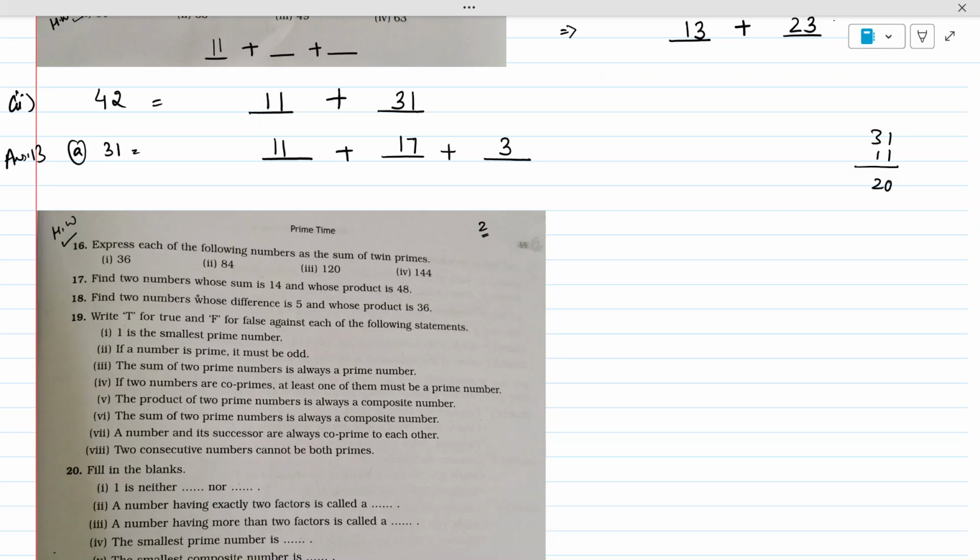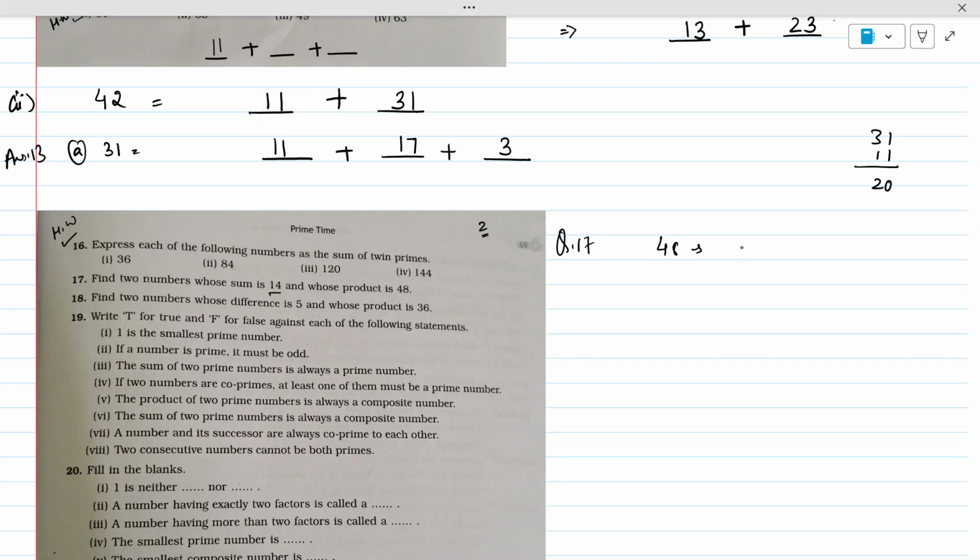Now, find the two numbers whose sum is 14 and whose product is 48. So question number 17, kids, let's do this. 48, I can express it. Let us see the number of different ways in which we can express 48.